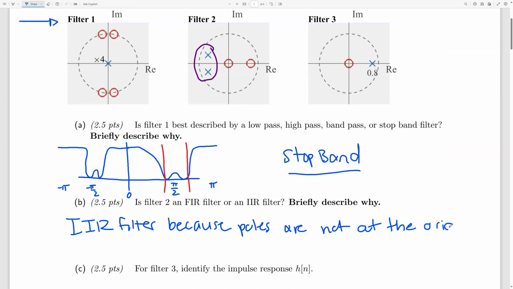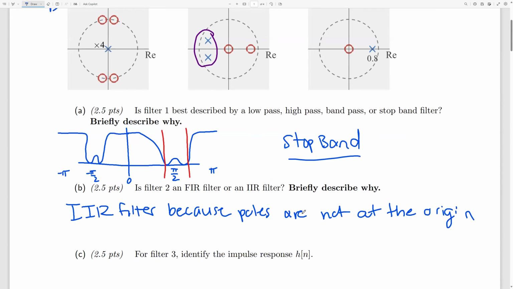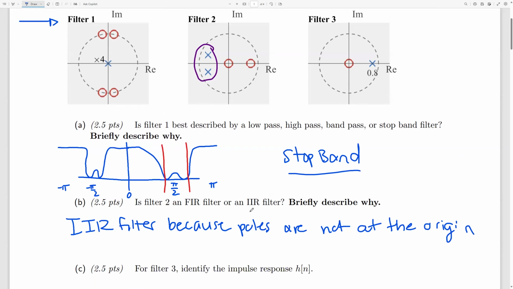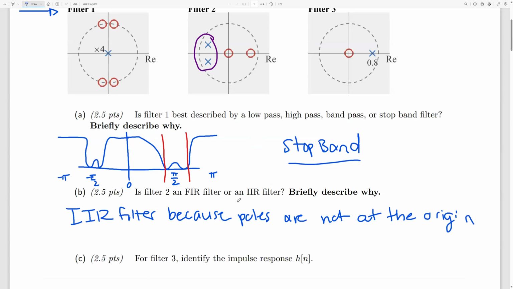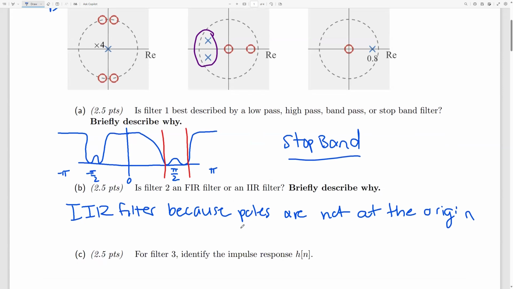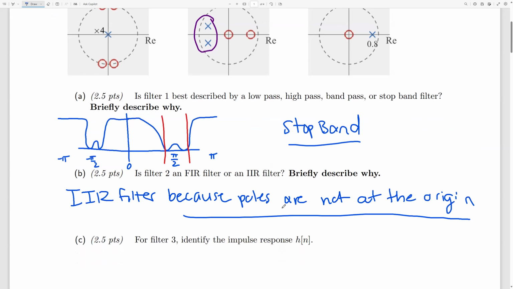So there's really only two cases that you need to consider. Is it not at the origin, or is it not trivially at infinity? In this case, because the poles are not at the origin, that means that if you thought about writing the difference equation or the factorization, you're going to see that there's recursive elements in y, and it's going to be an infinitely long sequence. So really, the easy answer, the poles are not at the origin. You're done.